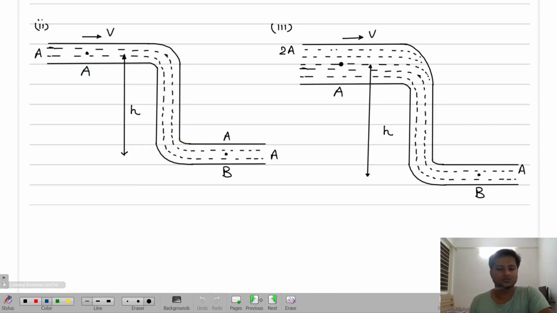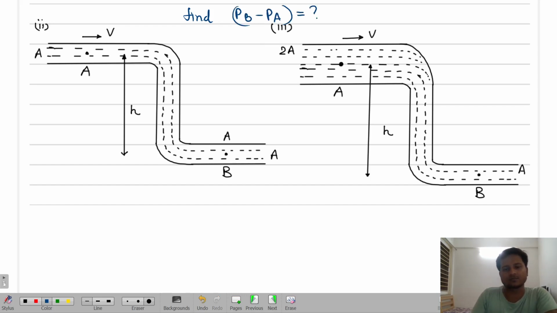Next question. Try. Once again, you have to find the gauge pressure between A and B. Find in both cases P of A minus P of B, PB minus PA. Do it.